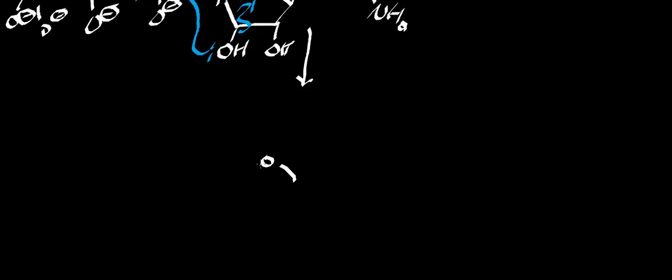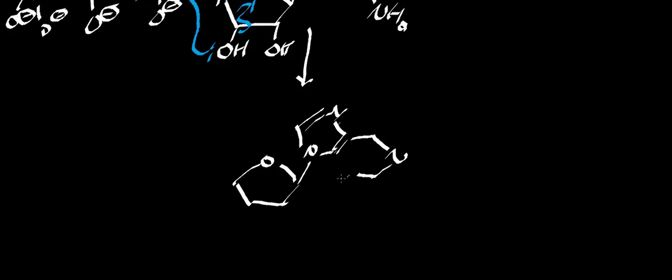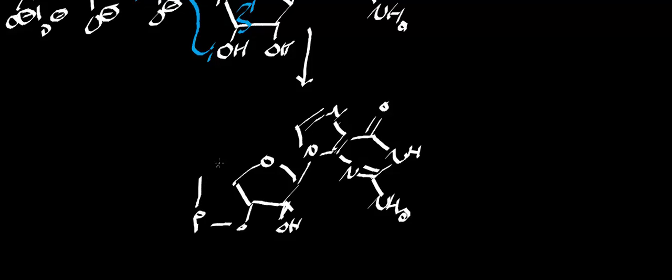So what you end up with is something that looks like this. You still have your guanine nitrogenous base here. It's pretty poorly drawn there, but you get the point. So here's your guanine nitrogenous base. Now what you get is this cyclization that looks something like this. And effectively, this is cyclic GMP.